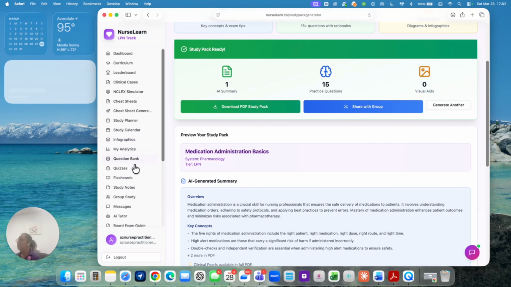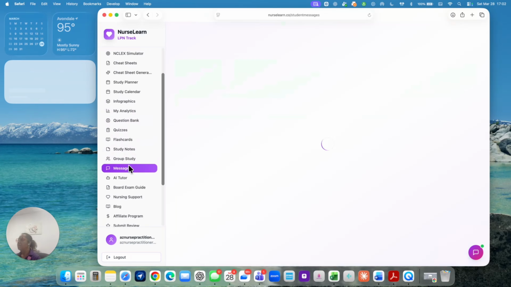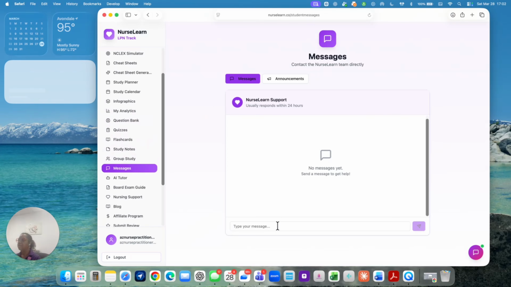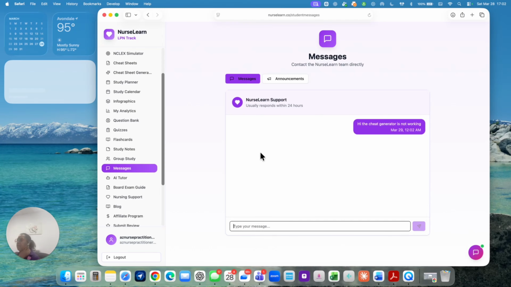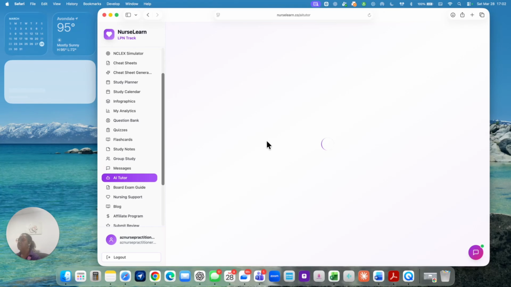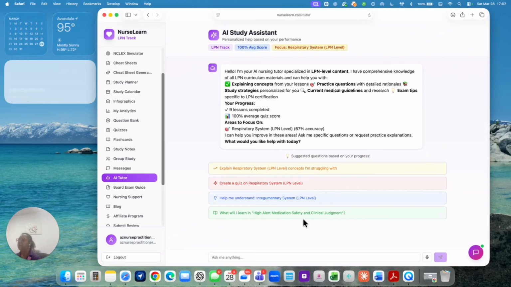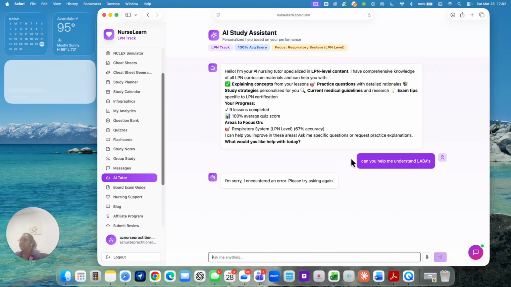So let's see what's next. Messages. If you need to message me, well, hi, the cheat sheet generator is not working. You can send me that message. There's your AI tutor. It was acting stupid earlier. That's about levels. Yeah, something I need to work on.